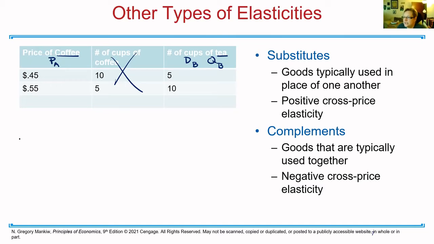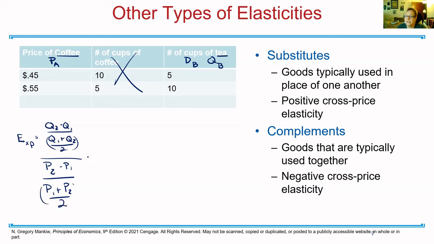So I'm doing elasticity of cross price. And remember, that is just Q2 minus Q1 over Q1 plus Q2 divided by 2, over P2 minus P1 over P1 plus P2 divided by 2. Now, I am not going to take the absolute value here because those positives and negatives are going to matter in terms of what this is. Now, a little logic up front. What are coffee and tea? We're going to expect this thing to be positive, right? They're definitely not complements.